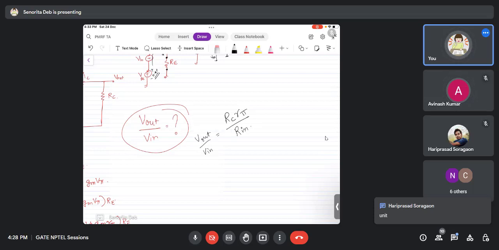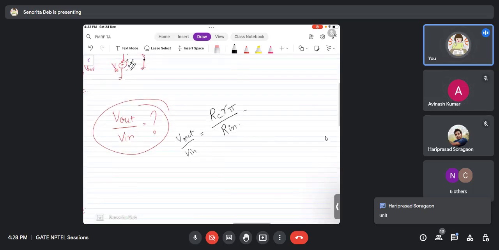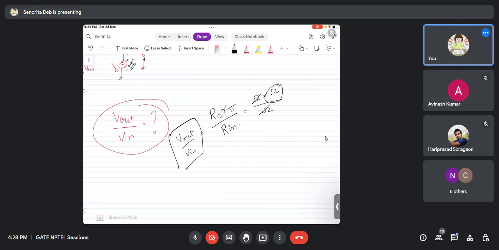So Hari Prasad has said the unit. R is ohms, R pi is also ohms, and Rn is also ohms. So your answer is in ohms, where you are finding voltage gain. This should be unitless, right? So there is one term which is missing. I know which term is missing, but I will not tell you. If it is in ohms, that means what you are missing is an admittance. You are missing GM there.